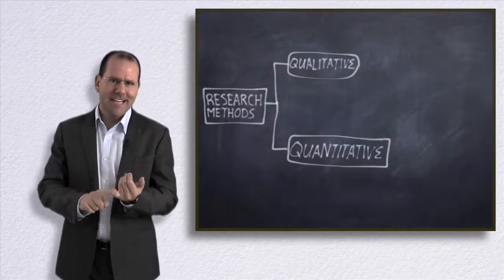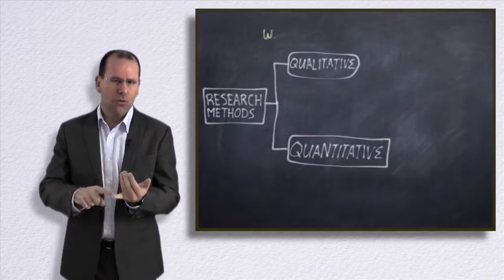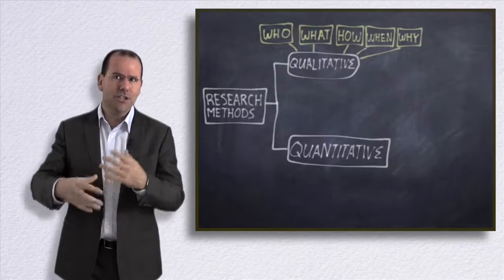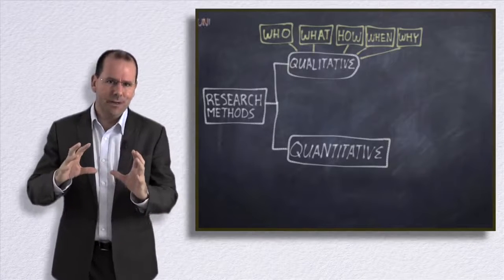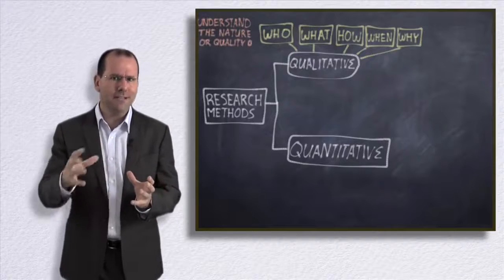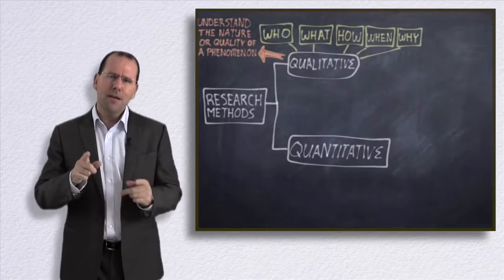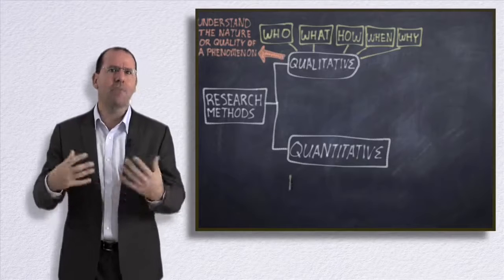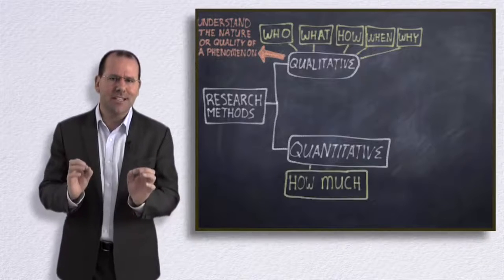Qualitative research tends to answer questions like who, what, why, when, and how. It tries to unpack and understand the nature of a phenomenon or the qualities associated with a particular phenomenon. By contrast, quantitative research answers the question of how much. It considers the idea of magnitude.